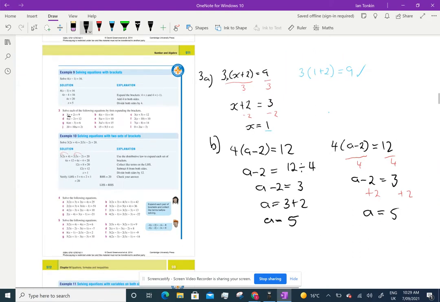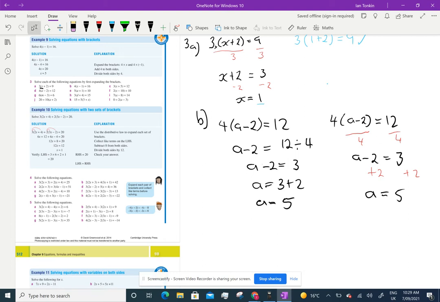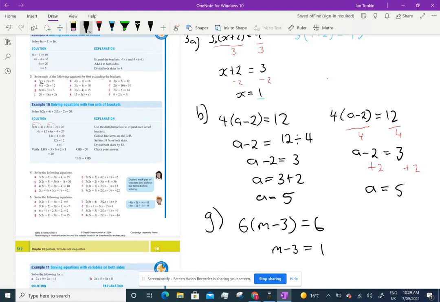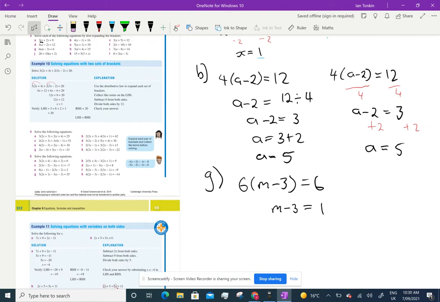Okay, so the next one, G. What have I got? 6 times (m minus 3) equals 6. Divide by the 6. m minus 3 equals 1, because if I divide by 6, I get 1. Add the 3. m equals 4. That's how I write them. You can write the red line, you can show what you're doing by moving it over, but this is good enough, as long as you don't mess it up.